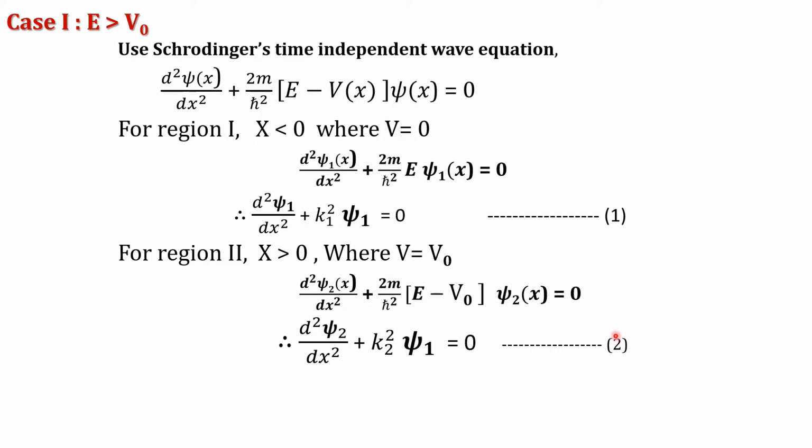Equations 1 and 2 are second order differential equations in terms of the constants k1 and k2. What are k1 and k2? For equation 1, k1 is the square root of 2mE by h cross square, and k2 is equal to the square root of 2m, E minus V0, by h cross square. Now we solve equations 1 and 2. Now what is the solution that we discuss here?